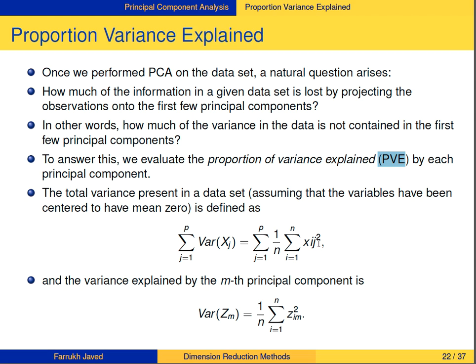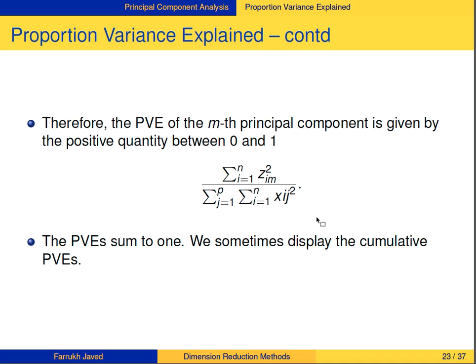Since all the data values have mean 0, we can evaluate the total variation like this. P is the number of variables, and then we evaluate the variance explained by each principal component based on their scores, like here, right? Once we are done with those 2 quantities, we divide them, take a ratio of them, and that ratio gives us the PVE. The PVE always sums to 1 and gives you a value between 0 and 1.